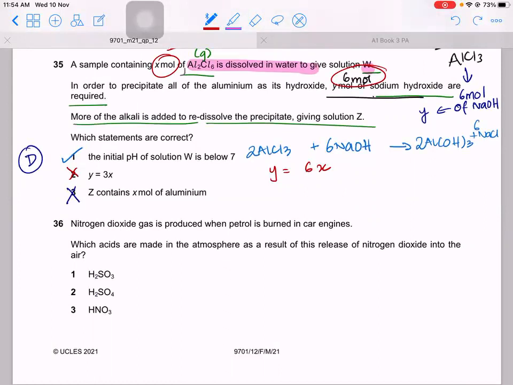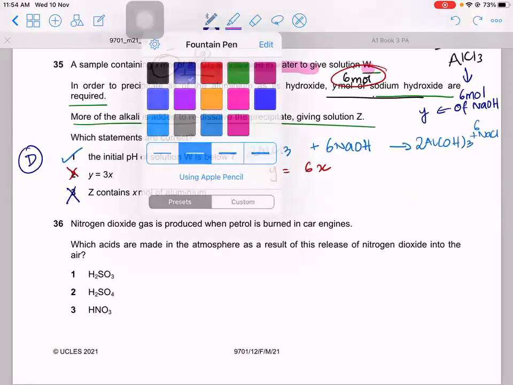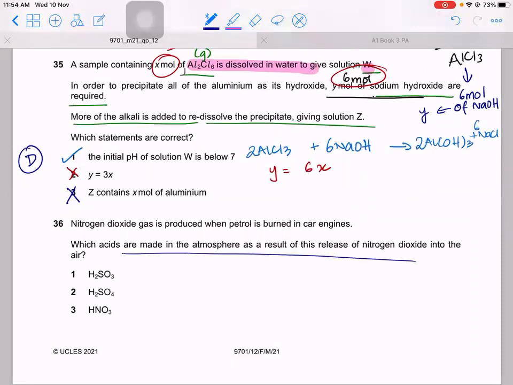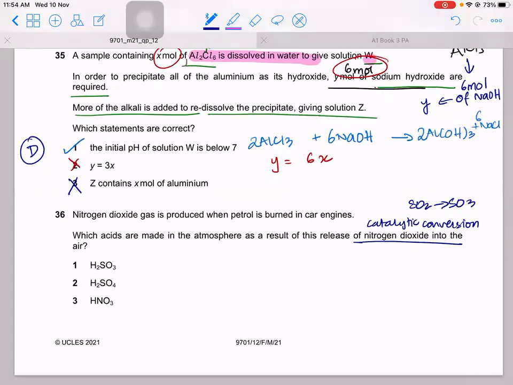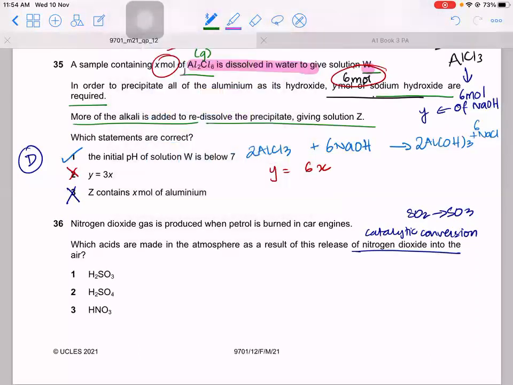Nitrogen dioxide is produced when petrol is burnt in car engines. Which acids are made in the atmosphere as a result of the release of nitrogen dioxide? We know this also does catalytic conversion of SO2 to SO3. So they're saying which acids can you make? H2SO3? No, H2SO3 is formed when SO2 reacts with water. But what does nitrogen dioxide do? It converts SO2 to SO3.